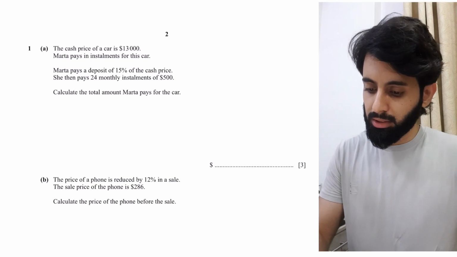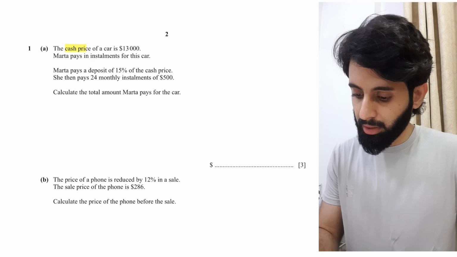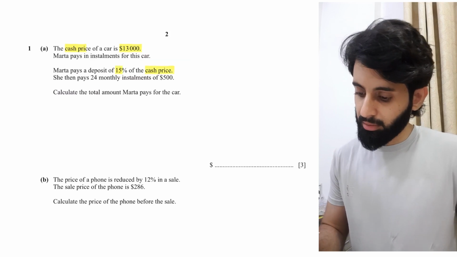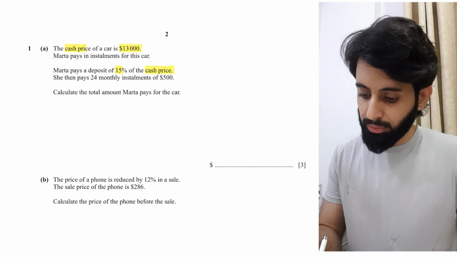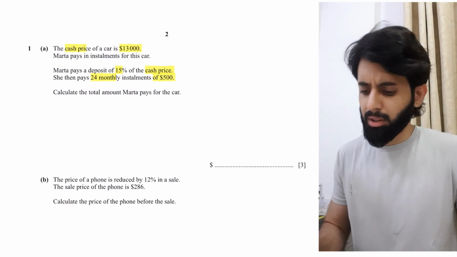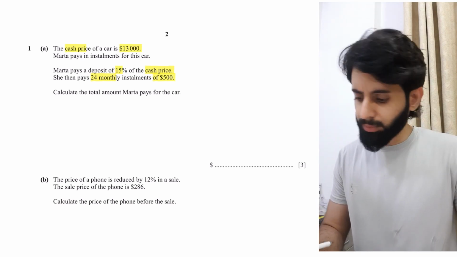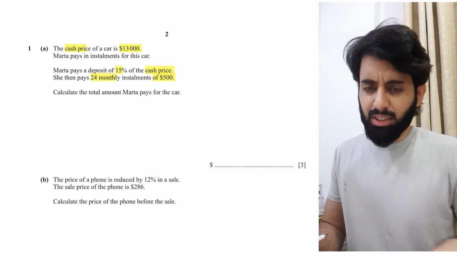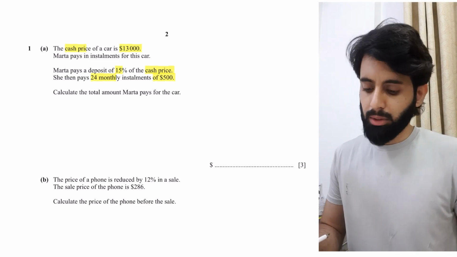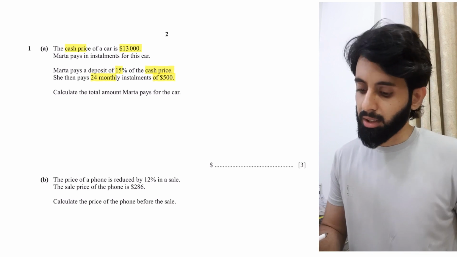Let's simultaneously underline what we think is important. So she's paying 15% of the cash price. She then pays 24 monthly installments of $500. Calculate the total amount that Martha pays for the car. Questions like these, you can't really have a head-on approach. You've got to break it down and see what the question has given you and what the question is asking you for.